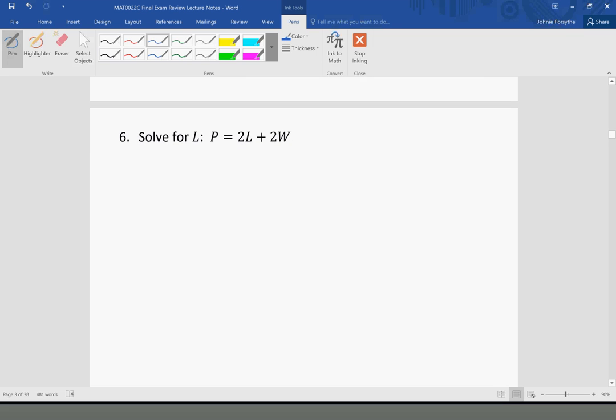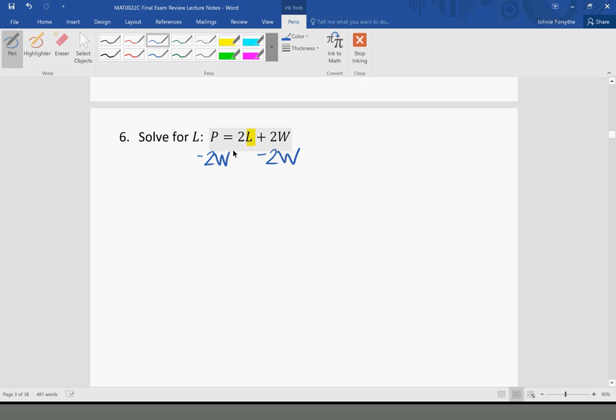Okay, number 6, solve for L. This is called a literal equation. So we have P equals 2L plus 2W, sorry. So we're solving for L. So make sure you can identify where it is. This is L. We want to get that yellow L completely by itself. So to start that process, we move the 2w. So it's plus 2w. Let's subtract 2w.